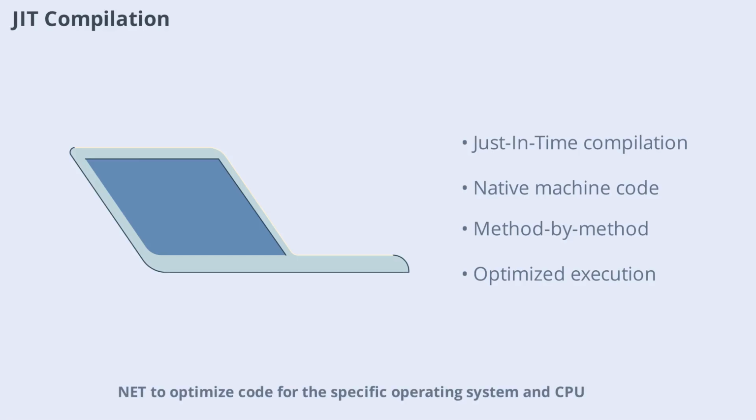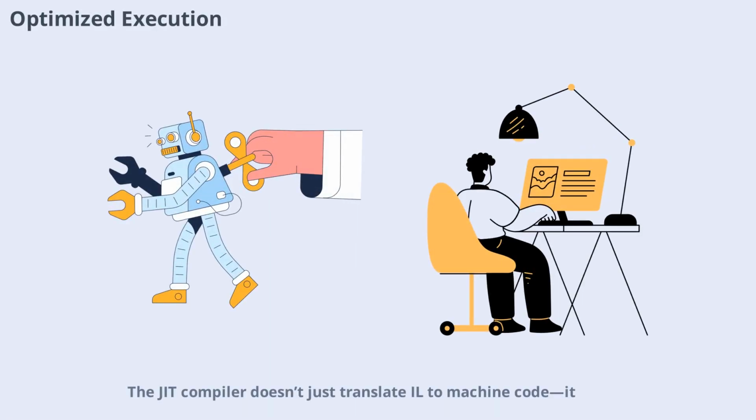This approach allows .NET to optimize code for the specific operating system and CPU, balancing portability with performance. The JIT compiler doesn't just translate IL to machine code, it also optimizes it for the specific hardware and operating system. This means your application can run efficiently, taking advantage of the unique features of each platform. By compiling only what's needed when it's needed, .NET ensures that your code is both portable and high-performing. This dynamic approach is a cornerstone of modern software execution.